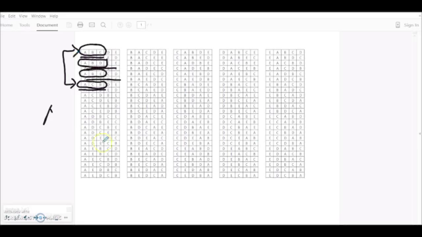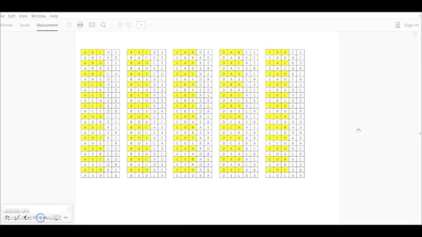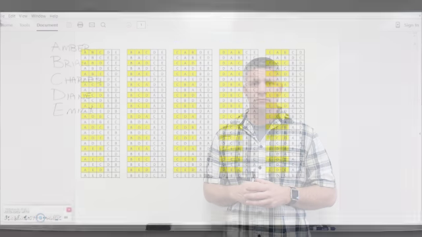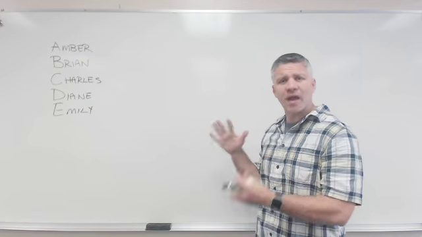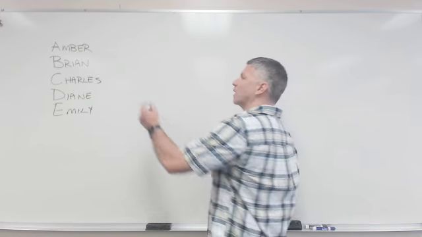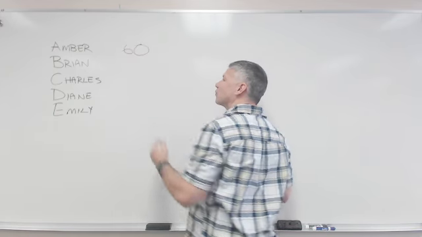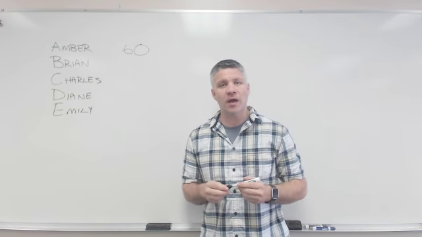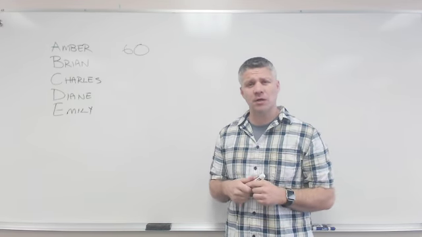Now I've gone ahead and made a new chart for you. These are the unique ways that they can finish first, second, and third. And if we count up all the yellow rows there, we see that there are 60 ways that these students can finish first, second, and third. Okay, so if we had the grid, we can find out that there are 60 different ways that they can finish first, second, and third.